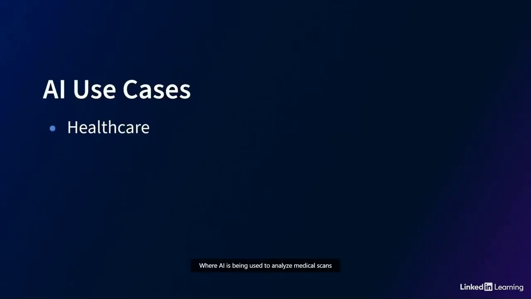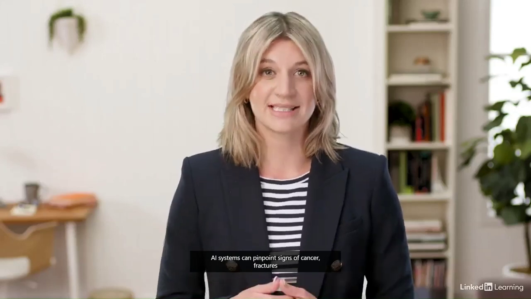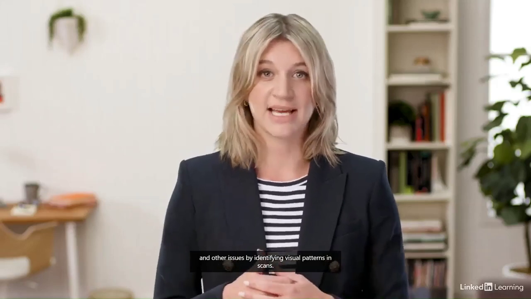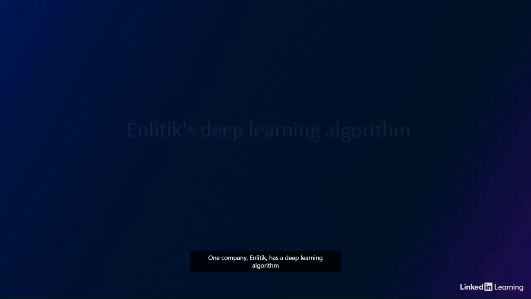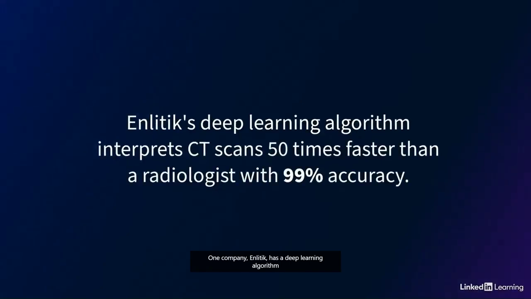Let's start with healthcare, where AI is being used to analyze medical scans and detect diseases earlier and more accurately. Using convolutional neural networks built with PyTorch or TensorFlow, AI systems can pinpoint signs of cancer, fractures, and other issues by identifying visual patterns in scans. One company, Analytic, has a deep learning algorithm that interprets CT scans 50 times faster than a radiologist with 99% accuracy. A potential game changer for screening and treatment.